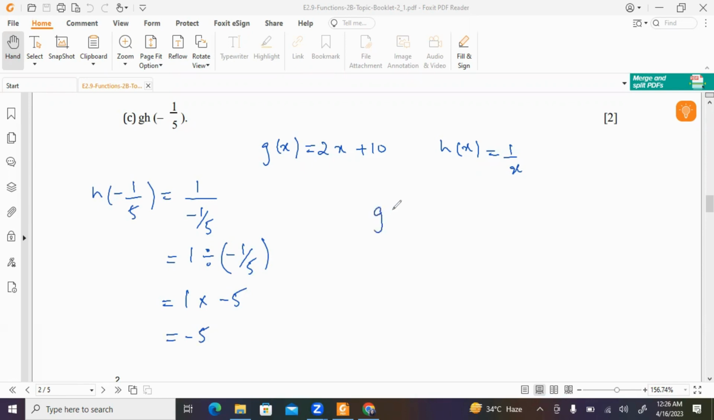Now, g of h of negative 1 over 5 is going to be the same as g of negative 5, because this is the value of this. So g of negative 5 is going to be 2 times negative 5 plus 10. Negative 10 plus 10, that is 0. That is your answer.